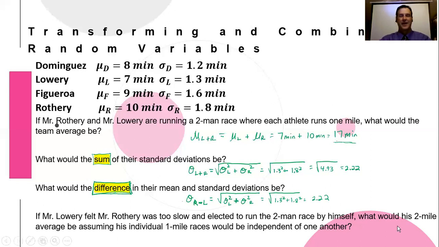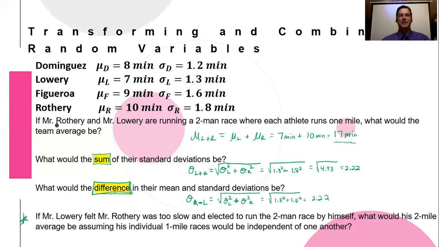Okay, last part goes like this. It says if Mr. Rothery felt Mr. Rothery was too slow and elected to run the 2 mile race by himself, what would his 2 mile average be, assuming his individual 1 mile races would be independent of one another? Okay, and this will actually appear as much as any of the other previous problems.